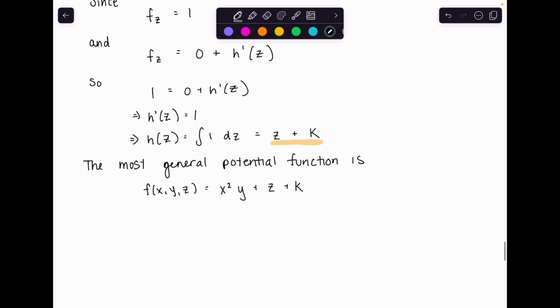So what I can do, I can definitely check that this does work out. If I find the gradient vector of this function, the partial with respect to x is 2xy plus nothing else. Partial with respect to y is x squared, and partial with respect to z is 1. So indeed, it lands me back at that original vector field.